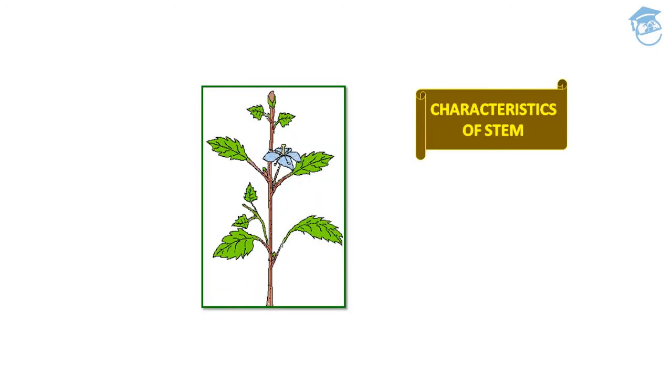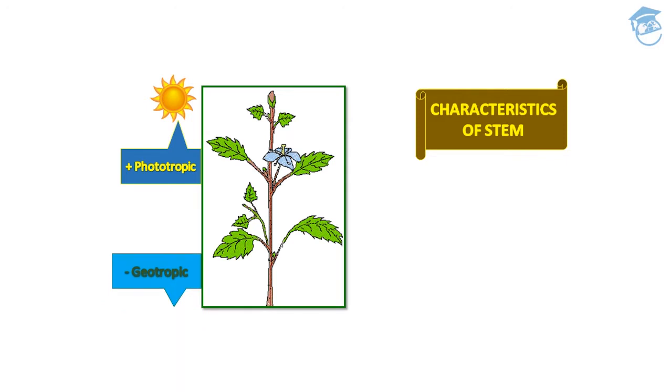Now, what are the characteristics of a stem, students? It is positively phototropic. Photo means sunlight and tropic means growth. So it is positively phototropic. That means it grows towards the sunlight. But it is negatively geotropic. That means it stays away from gravity or from the soil.